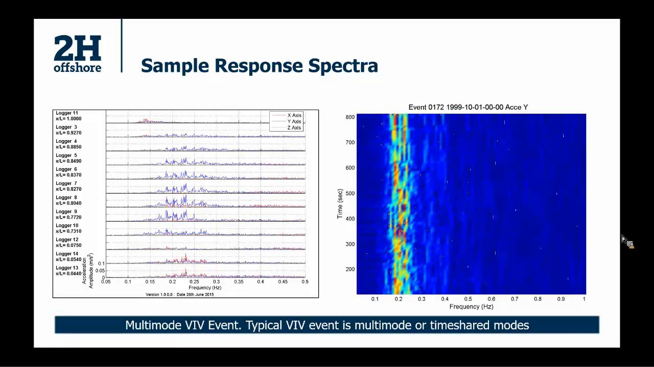Let's say at about 0 to 300 seconds, they are in a particular frequency. Then they shift a little bit. They are at another frequency. Then they shift again at 600 seconds. They are at another frequency. This is the mode time sharing that is being modeled in Shear7, since version 4.5. So Shear7 is doing a good job of that. And you can see that this is VIV because it's not on the vessel on the top logger.